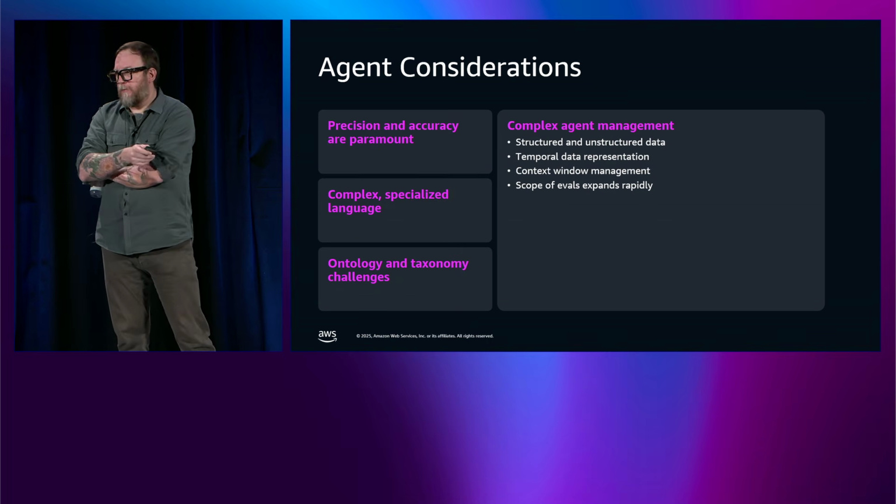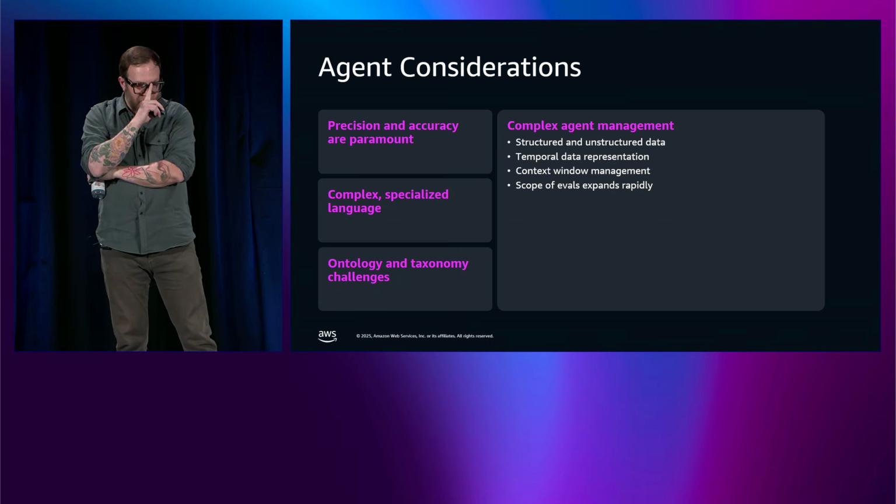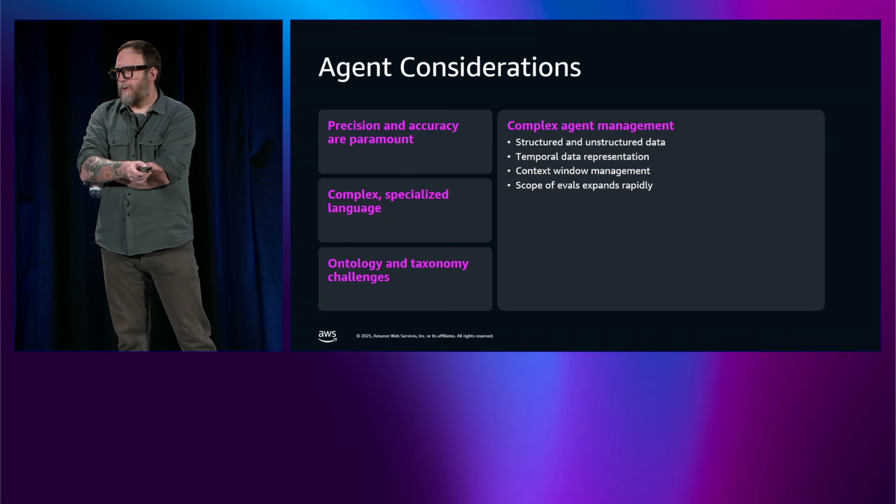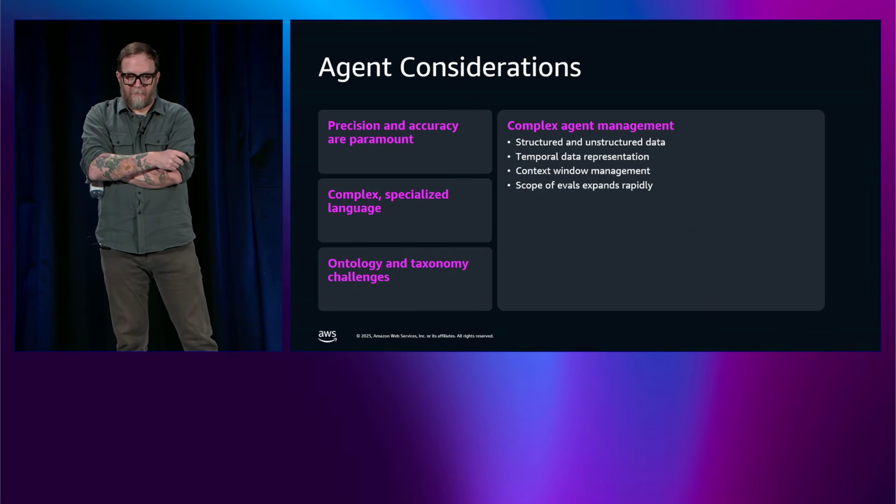Agent management is also complex. We're dealing with both structured and unstructured data. Structured data might be claims history, for example. Unstructured data could be clinical records. There can be an enormous amount of either of those two.